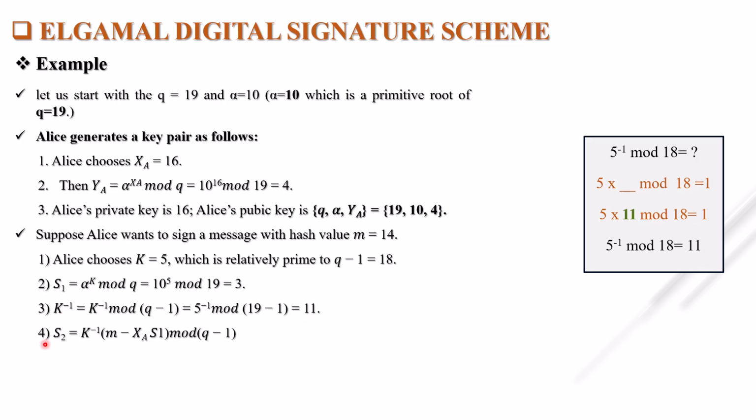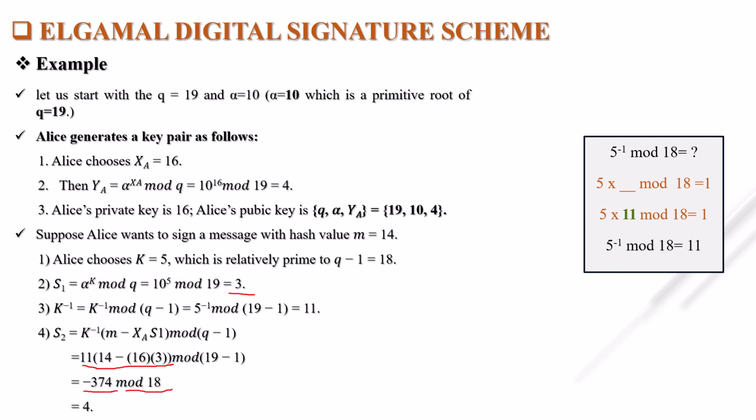What is the formula for S2? K inverse times (message minus XA into S1) mod q minus 1. What is our k inverse? K inverse is 11. What is M? M you can see here, M is equal to 14. Then what is our XA? XA is equal to 16. What is our S1? We already generated here, that is 3. So the evaluation of this portion is minus 374 mod 18.